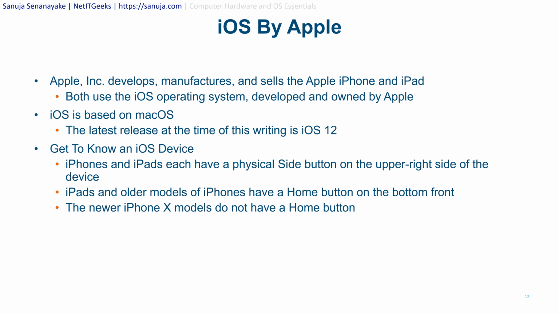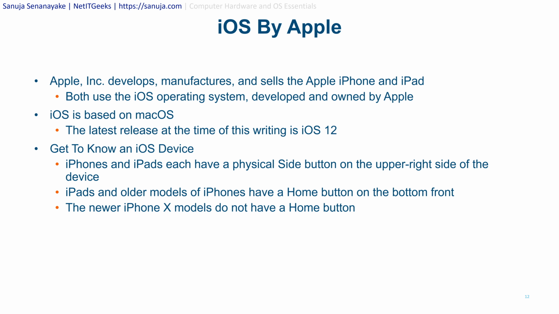So both use the iOS operating system developed and owned by Apple, whether it's an Apple iPhone or an Apple iPad. So all of those devices, the different variations of iPads and different variations of iPhones, they all use iOS. And iOS is based on the Mac OS architecture. The latest release at the time of this writing would be iOS 12. But as we move forward, new iOS versions get released just like Android.